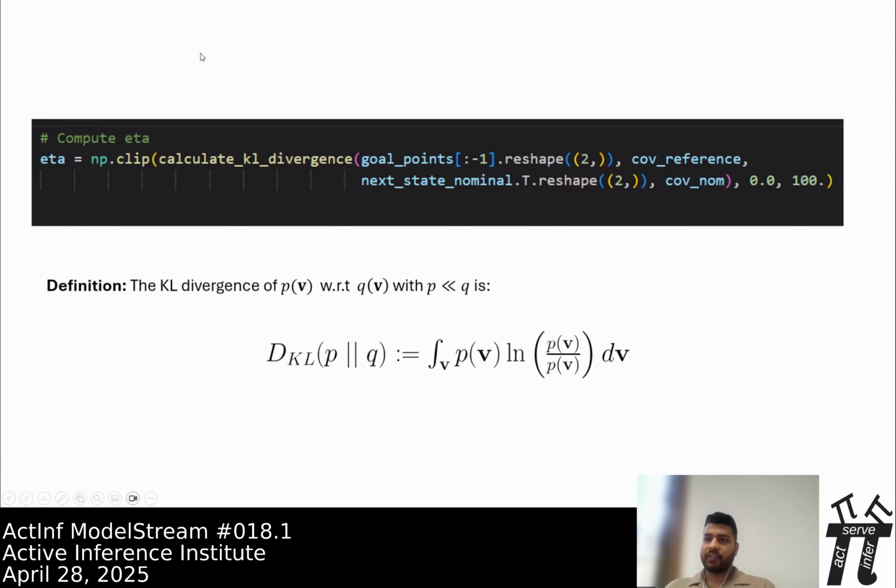The KL divergence is basically, it's not a distance, but a difference between two different distributions, P and Q. And here I made a mistake. I think there should be Q here instead of P. So this is the expression for KL divergence. And for Gaussian distributions, you can compute this KL divergence in an analytical, closed form, without any sampling.